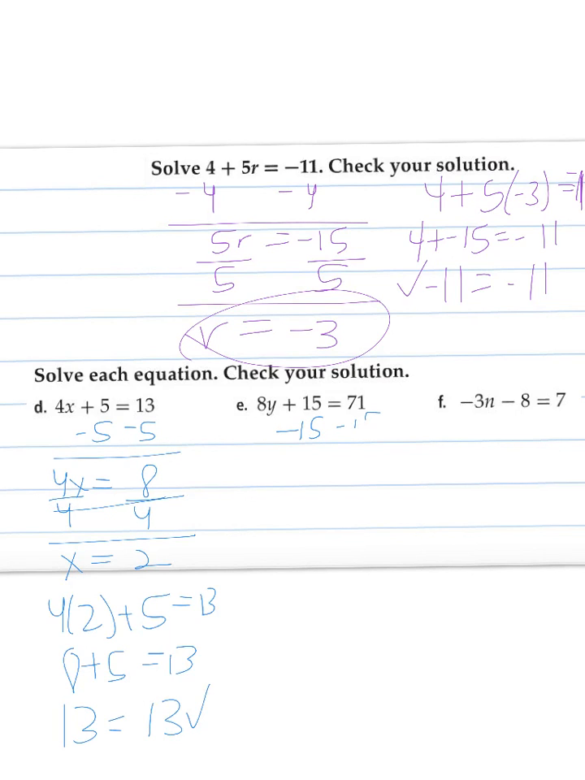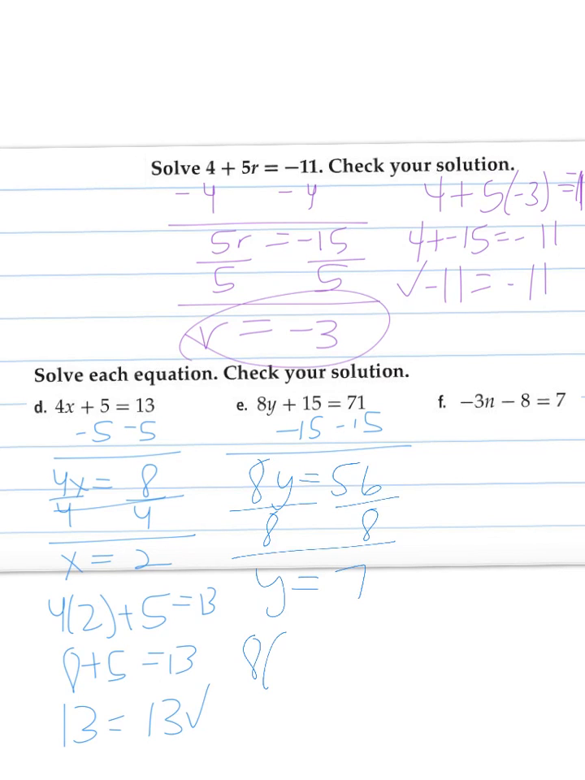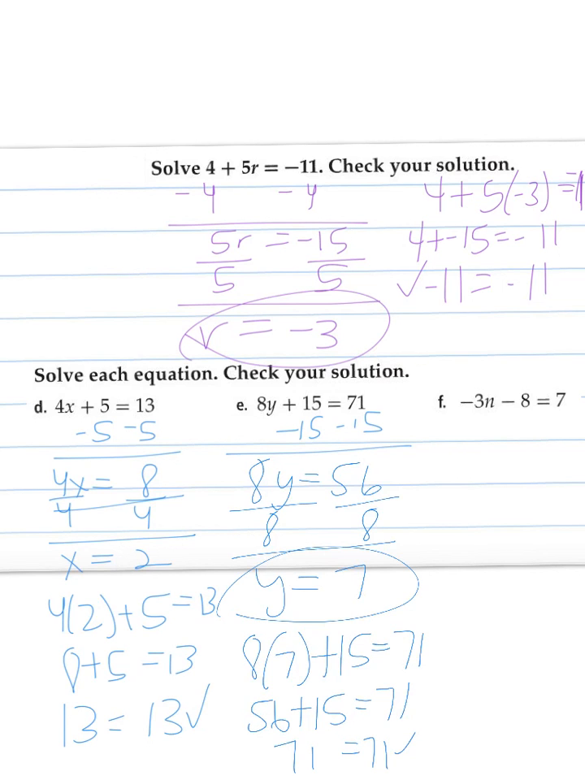Subtract 15 from both sides. Okay, we're left with 8y equals 56. Divide both sides by 8. Y equals 7. 8 times 7 plus 15. Okay, 56 plus 15, that would be 71. Yep, y equals 7.